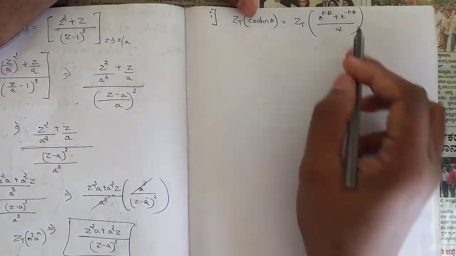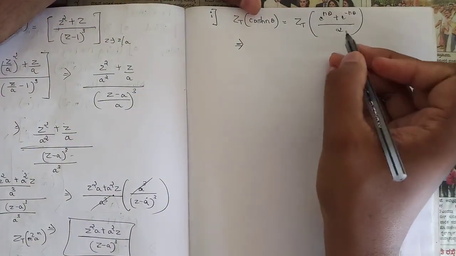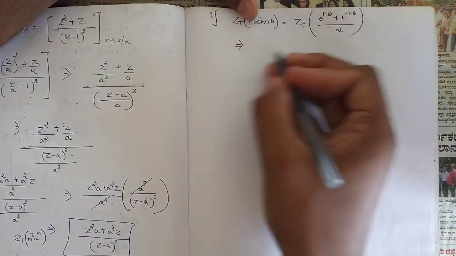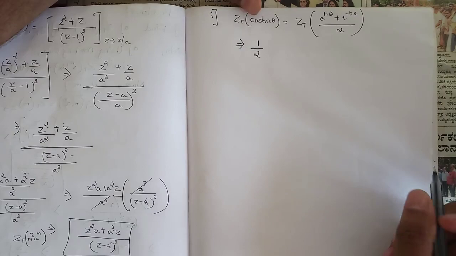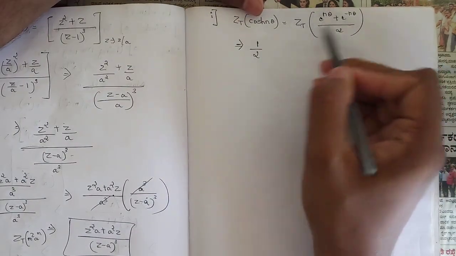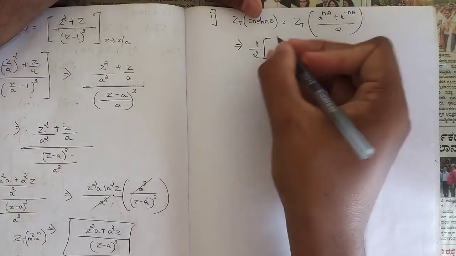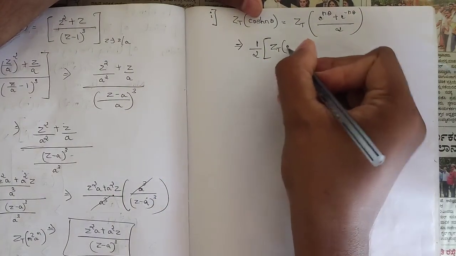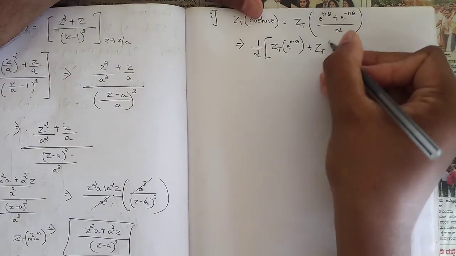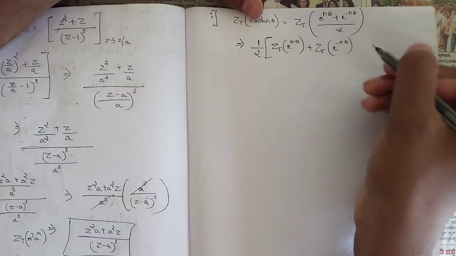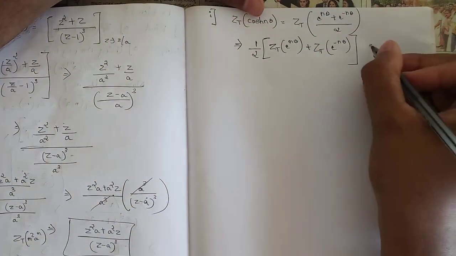So here we can take some common terms outside. That is, this 2 is there, right? So it becomes 1 by 2. We can take this 1 by 2 outside, and we can use the first property, that is the linear property. That is, we can split the z transform inside. So how does this become? Z transform of e power nθ plus z transform of e power minus nθ. This is by using the linear property.